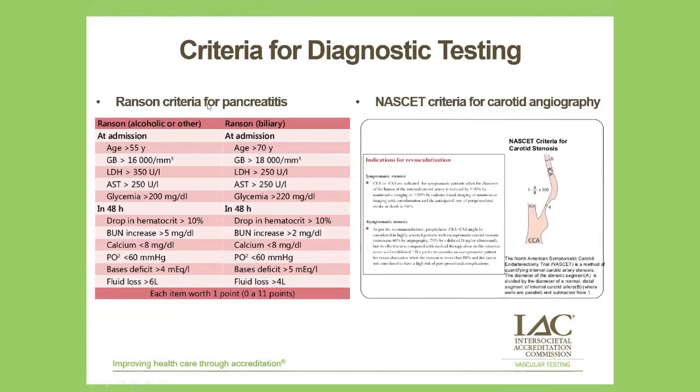The Ranson criteria for pancreatitis assigns a point value to clinical and laboratory data to establish the likelihood that a patient has pancreatitis. The NASCET criteria for carotid stenosis, for use with carotid angiography, employs this methodology for calculating stenosis within the internal carotid artery and categorizes patients based on that into risk groups for which the determination for whether revascularization should be performed is made.